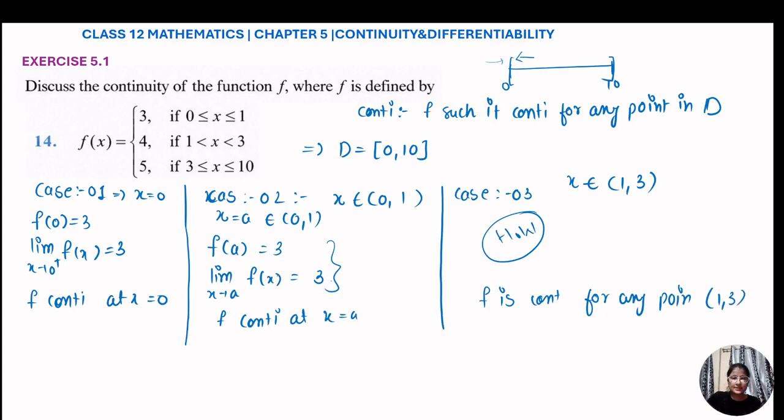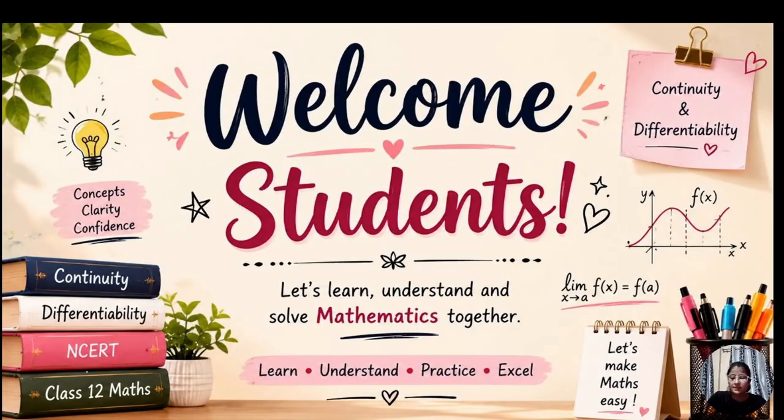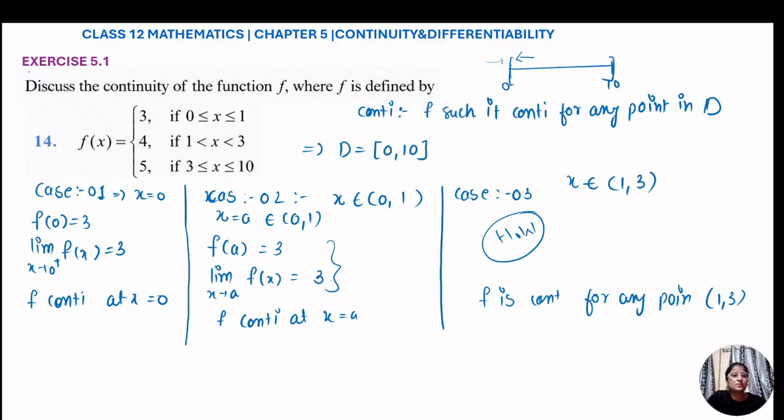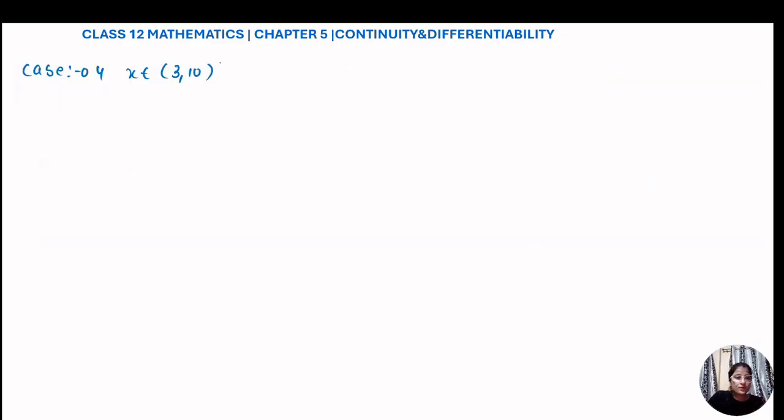Now let's move to case 4. Let me write it on the next page. So what is our case 4? Case 4, take the interval when x belongs to open interval 3 to 10. As you can see, you have to do the same thing here, because you have the constant function. This is the same as case 2, so this is also homework for you, to prove that the function is continuous for any point in x belongs to the open interval (3, 10).